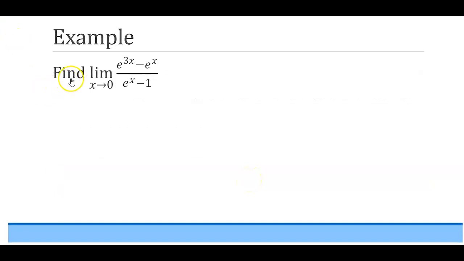In this example, we're asked to find the limit as x approaches 0 of the quantity e to the 3x minus e to the x over the quantity e to the x minus 1. So the first thing that we try, no matter what, is direct substitution. So if we substitute in 0 into the numerator, e to the 3x is e to the 0, minus e to the x, that's e to the 0. Well, e to the 0 minus e to the 0 is just 0.